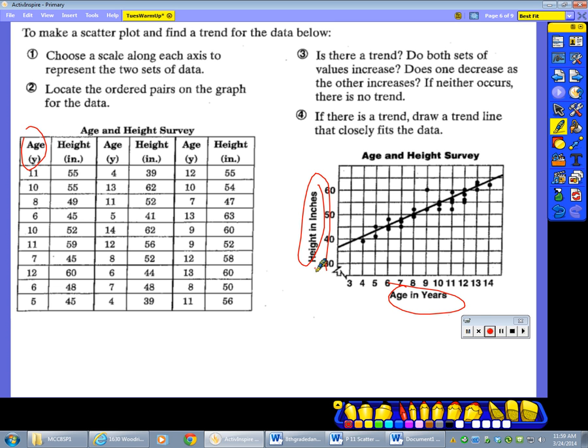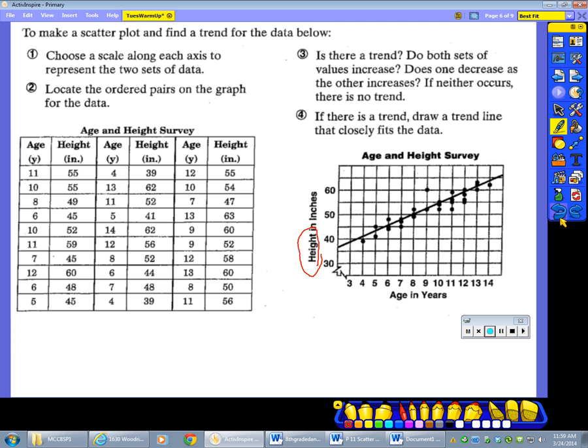And you're probably wondering, how do I know which to put where? Why didn't we put height here and age over here? Well, if there's an obvious dependent variable, then it usually goes on the y-axis. We talked about that in class. So your height, for the most part, is going to depend on whatever age you are.